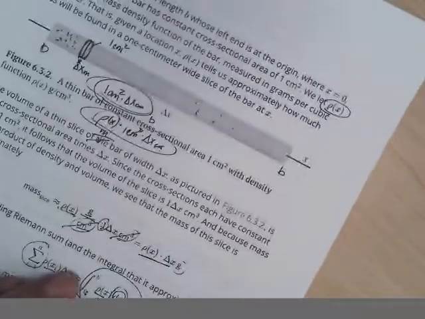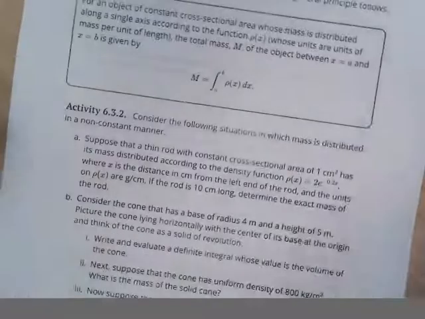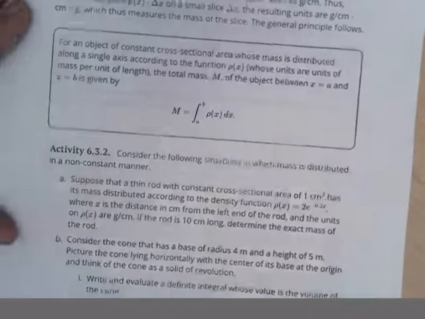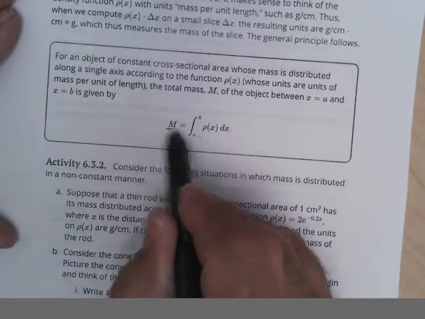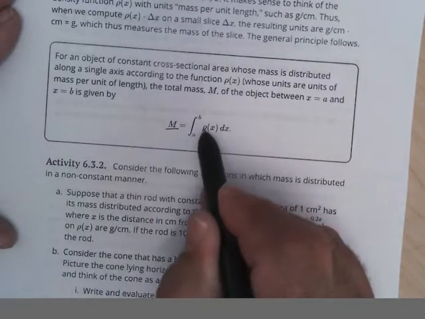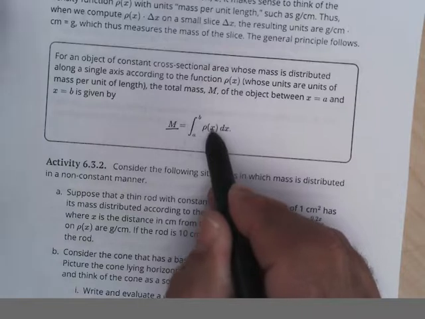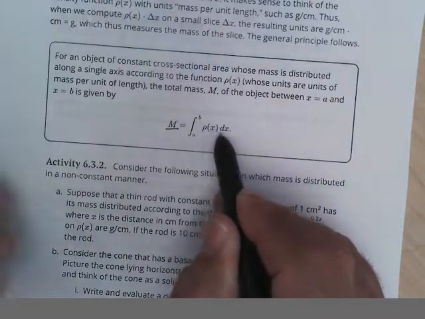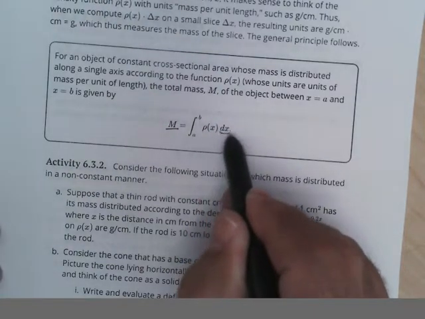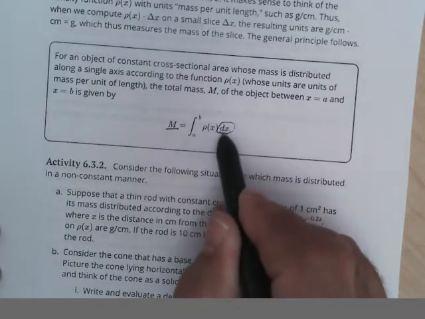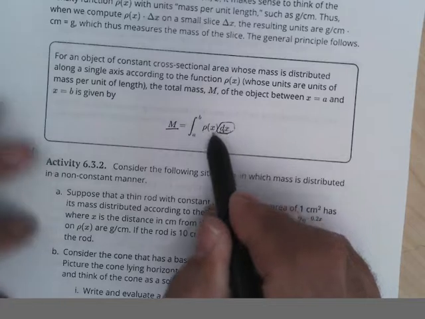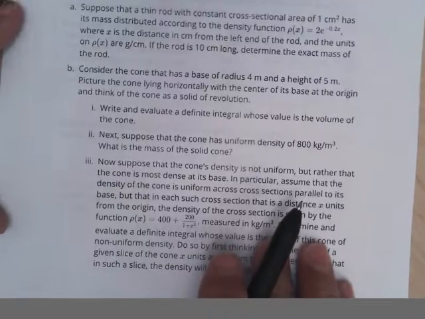Okay, so moving on. Basically, they're saying that the mass will be, if the density is a function of where you are on x, you take that times the cross-sectional area times the thickness of it, and we get the mass. So now we're going to do a few problems doing that.